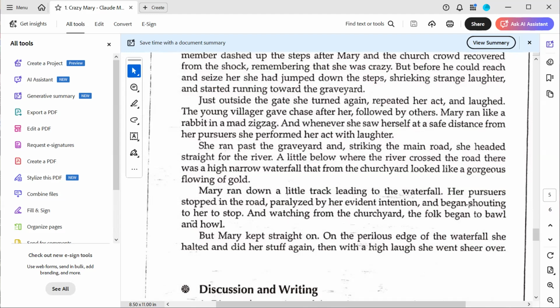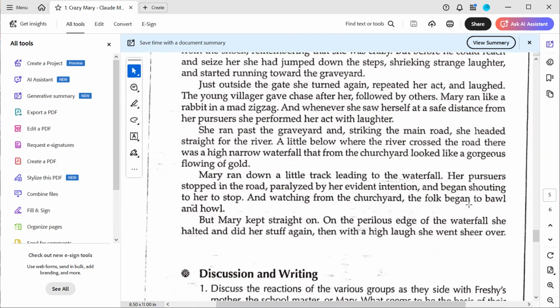And watching from the churchyard, the folk began to bawl and howl. But Mary kept straight on the perilous edge of the waterfall. She halted and did her stuff again. Then with a laugh, high laugh, she went sheer over.